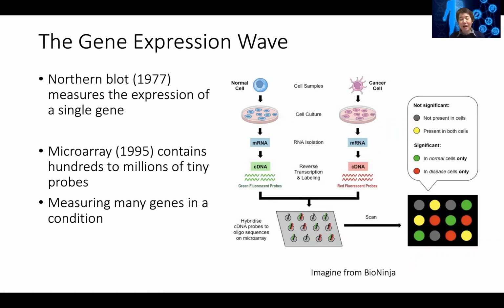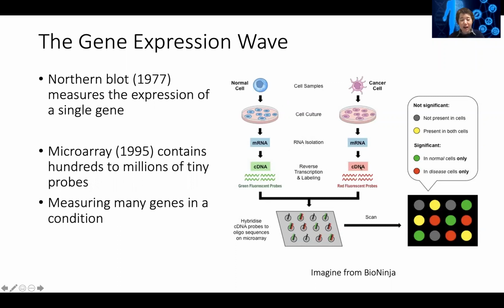I remember my undergraduate research advisor came back from a conference in 1996, and he was so excited. Basically, you can use a cellulose membrane and have hundreds of tiny dots or probes, each probe measuring the expression of a single gene. Therefore, using this microarray, you can measure many genes in a specific condition. In this experiment, usually you have cells grown in different conditions, or samples taken from different tissues or different conditions. In this case, it's normal cell versus cancer cell.